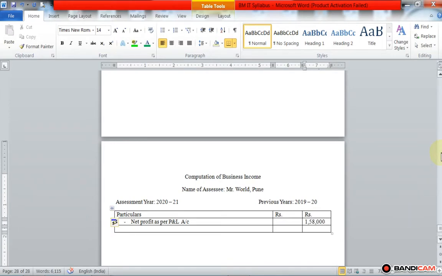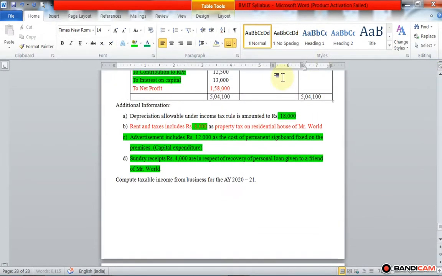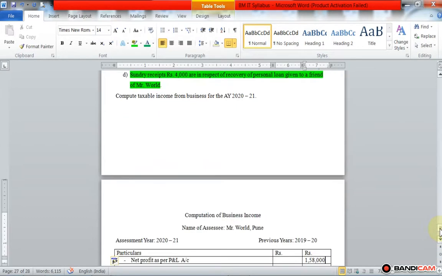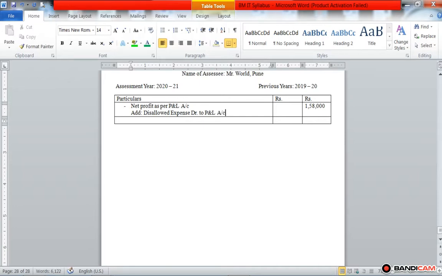Got it? We start with the net profit of the business, that is 1,58,000. Then we add disallowed expenses debited to P and L account. So start from the adjustments.